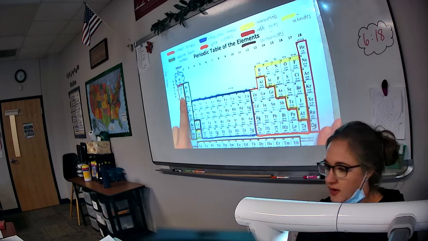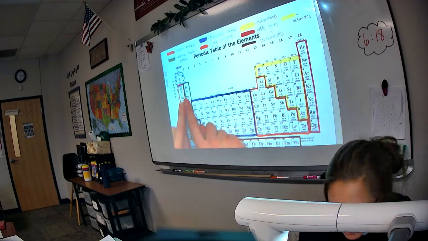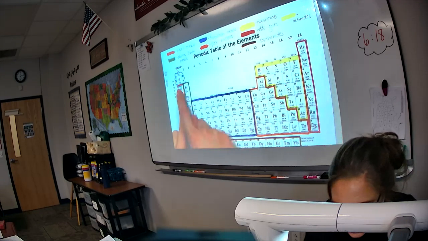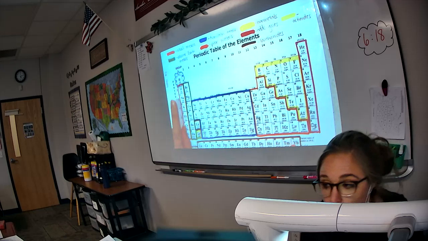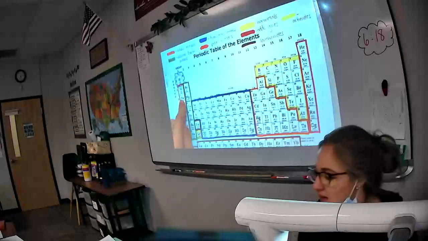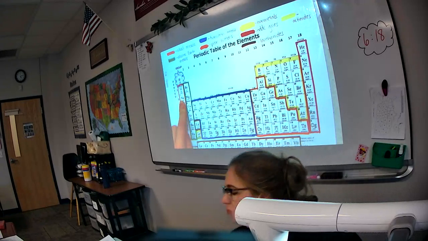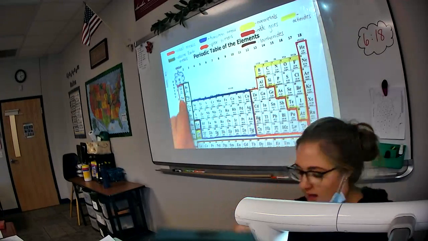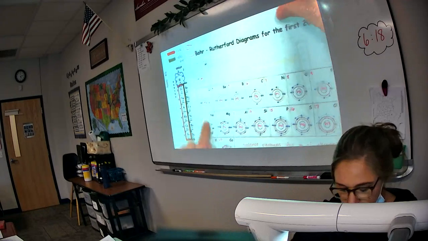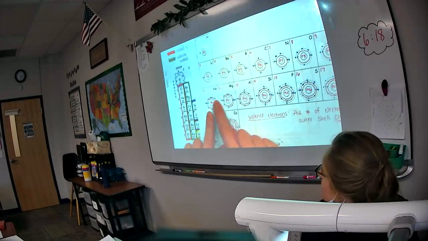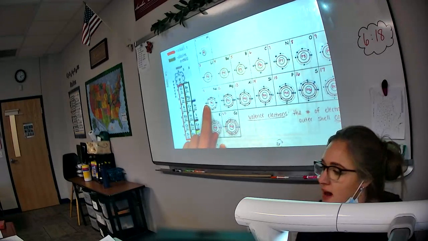Interesting. Okay, look at this. Sodium has one full shell, two full shells, but one in the third shell. Yes? So there's only one in that outer shell, therefore it has one valence electron. Okay? Look at the diagram. Here's sodium. It has two full shells and one in the outer layer.